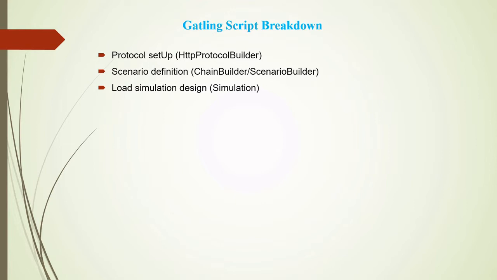We'll be designing some scenarios. We'll be looking for different transactions and multiple requests, so we'll be defining a few scenarios as well. Once we have defined the scenarios and we have a protocol in place, we need to inject some load upon it. For injecting load, we need a simulation class. So these are the basic components of a Gatling script.